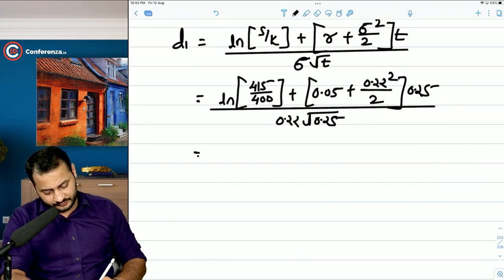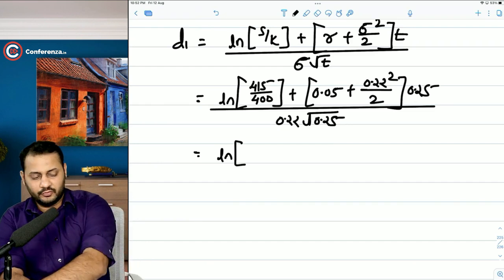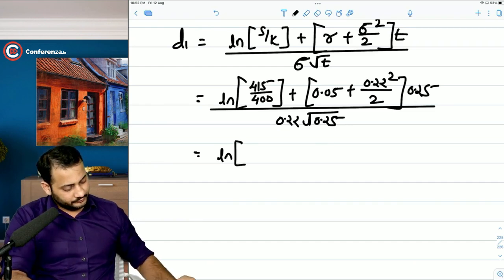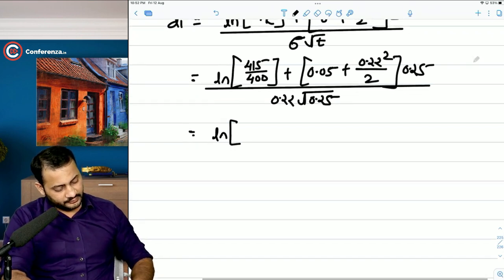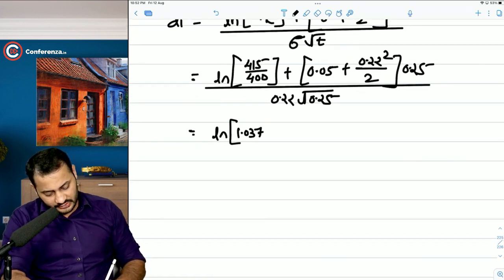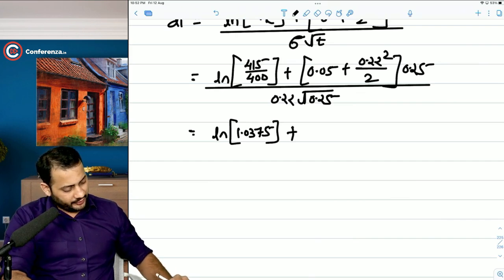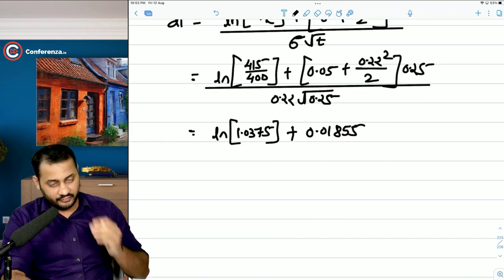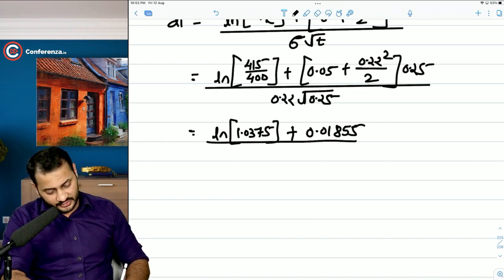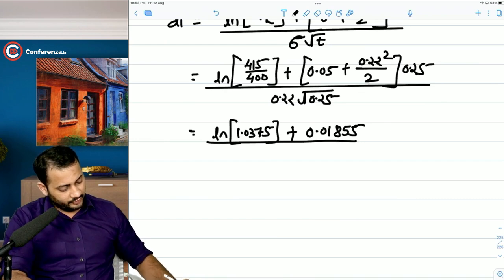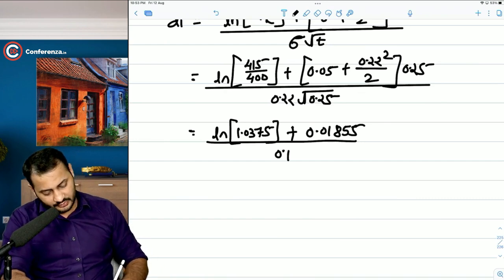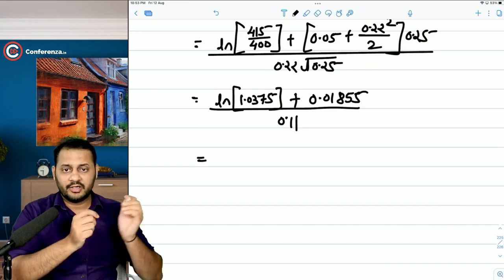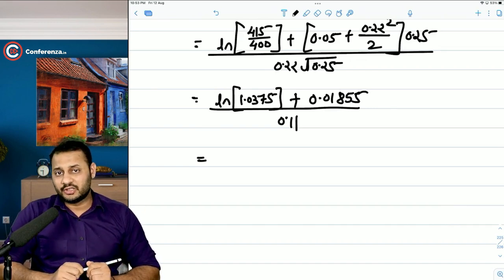Let's solve this equation. This is going to be natural log of 415 divided by 400, that's 1.0375, plus 0.22 square divided by 2 plus 0.05, multiplied by 0.25. This results into 0.01855. And the denominator is 0.25 square root into 0.22. That's 0.11. Now the only thing that you need to find out is natural log of 1.0375.